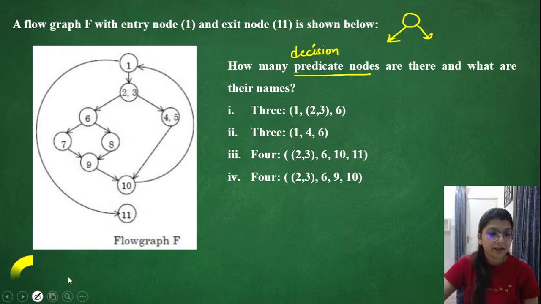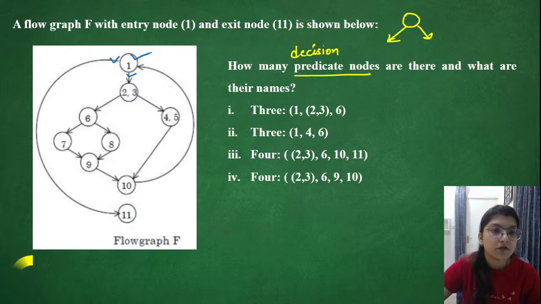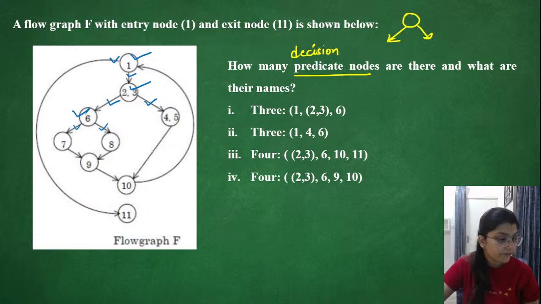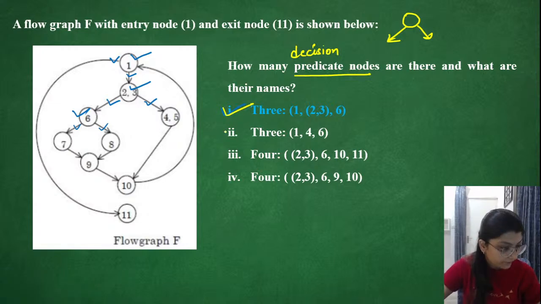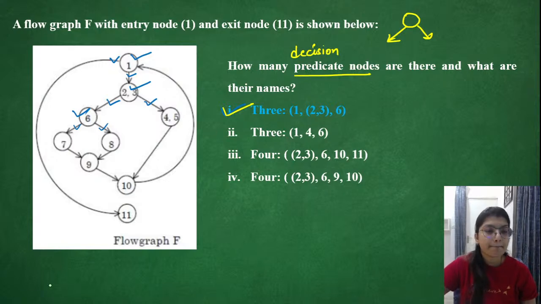If you check in the figure, 1 is having this outgoing edge and this outgoing edge, so yes, 1 is a predicate node. Then 2 comma 3 again has 2 outgoing edges, so this is also a predicate node. Then we have 6, which is also having 2 outgoing edges, so this is also a predicate node. The correct answer is option number 1: we have 3 predicate nodes, and they are 1, 2, 3 and 6. Okay Sunita, I hope this is clear now.